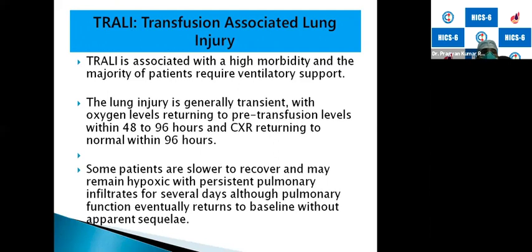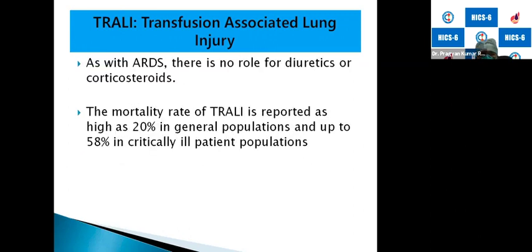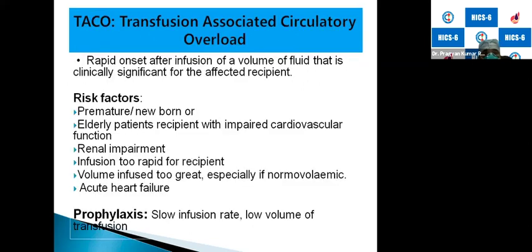Lung injury is generally transient, with oxygen levels returning to pre-transfusion level within 48 to 96 hours and chest X-ray returning to normal within 96 hours. Some patients are slow to recover and may remain hypoxic with persistent pulmonary infiltrates for several days, but the pulmonary function eventually returns to baseline without apparent sequelae. And there's no role of diuretics. The mortality rate of TRALI is reported as high as 20% in the general population. There is an old record; I think it has reduced significantly with good critical care.